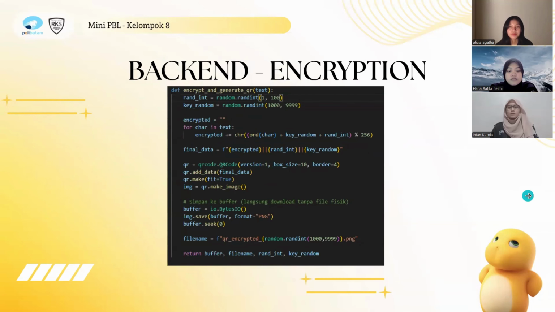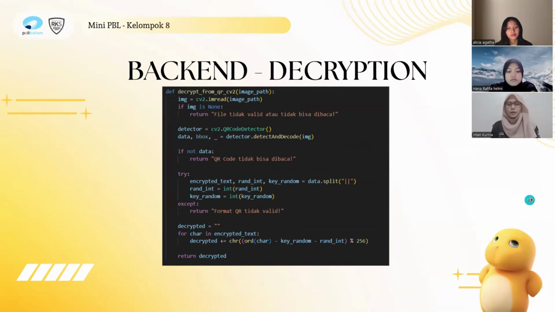Okay, for this one, it's encryption, and it is a simple encryption, which has chr and ord. And this one has key generation, also the QR code at this one. Okay, we can go to the next. Now it's still the same as the encryption before, but the difference is it has CV2 to read the image from the QR code itself. Okay, next.